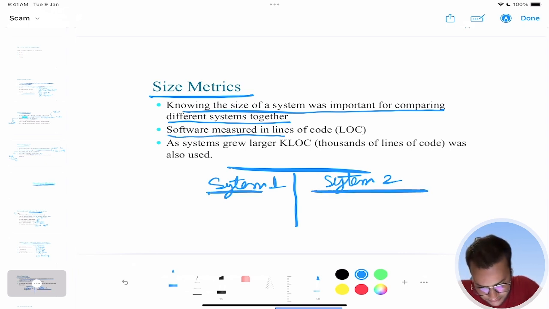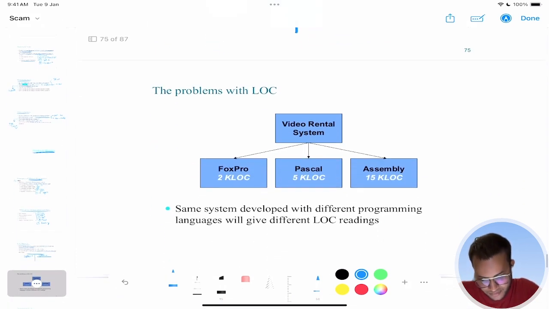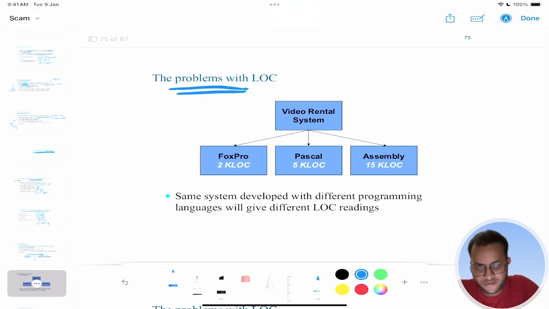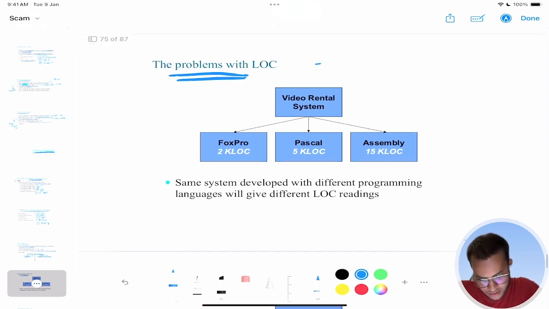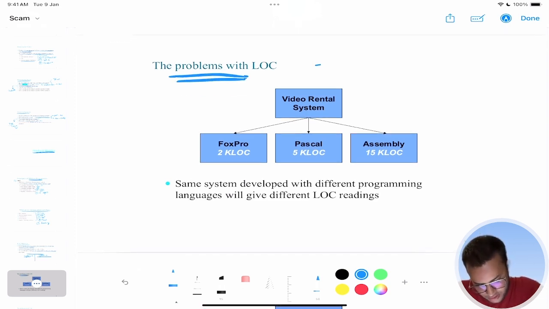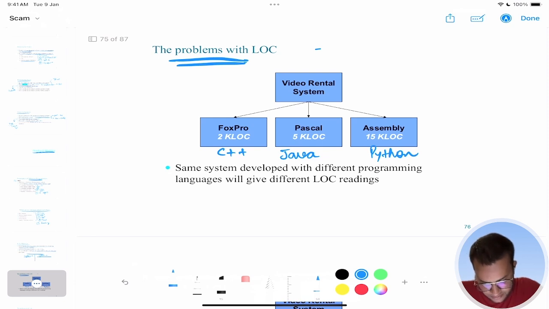Software is measured in lines of code, LOC. Big systems, like large software in today's real world, are measured in KLOC, 1,000 lines of code. Now, this LOC, lines of code, has a problem. For example, I will assume one system is developed in C++, one system is developed in Java, and one system is developed in Python.